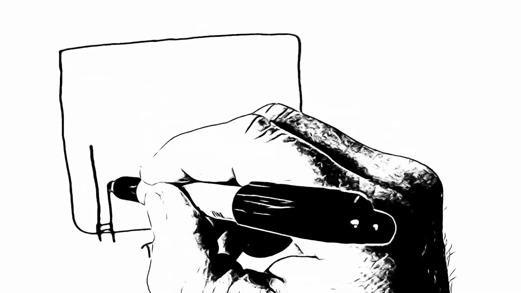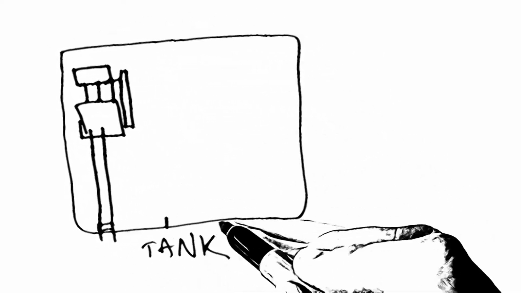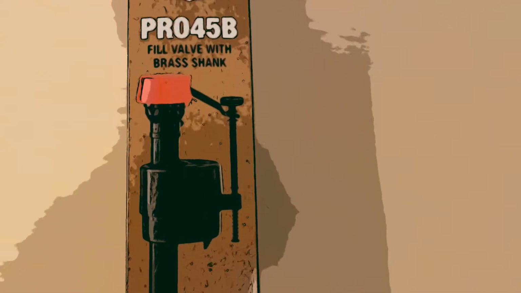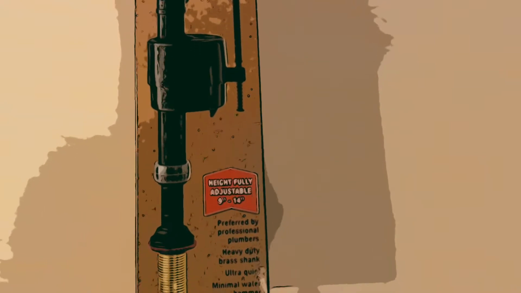Inside of a toilet tank, there are three basic moving parts that work together to create a flush. The first is the fill valve. The purpose of a fill valve is to allow water into the tank and to keep it at a proper level for the flush. Fluid Master makes some excellent low-profile adjustable fill valves.